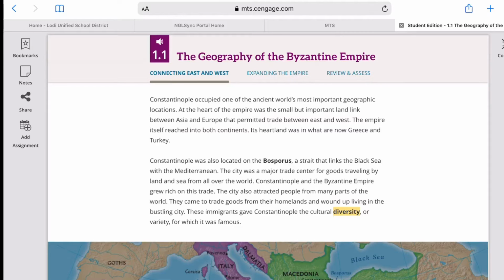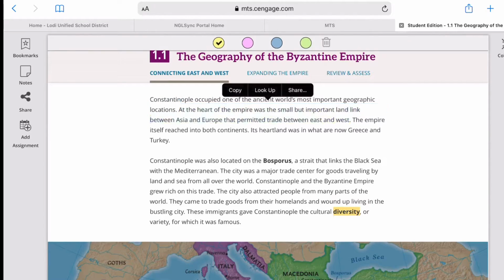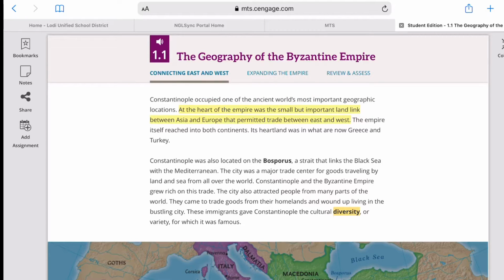A while ago, I mentioned the Bosphorus. At the heart of the empire was a small but important land link between Asia and Europe that permitted trade between east and west. So the empire itself reached into both continents.